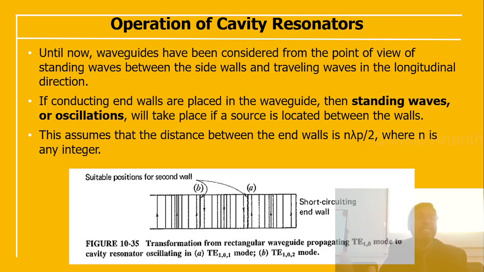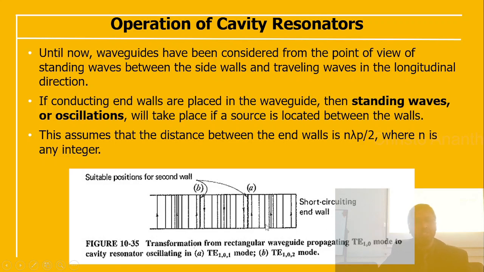If conducting end walls are placed in the waveguide, then standing waves or oscillations will take place if the source is located between the walls. The distance between the end walls must be nλg/2, where n is any positive integer. This is the transformation from the rectangular waveguide propagating the TE10 mode to the cavity resonator oscillating in the TE101 mode and TE102 mode.